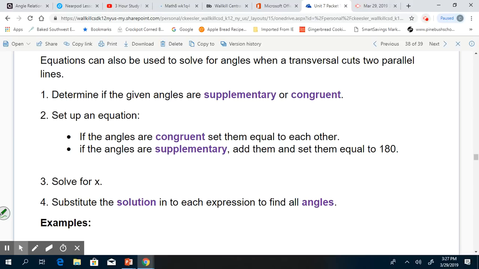So today we're going to be using algebra to find missing angles in diagrams where we have parallel lines cut by a transversal. So let's start by filling in the blanks in today's notes. Equations can also be used to solve for angles when a transversal cuts two parallel lines.